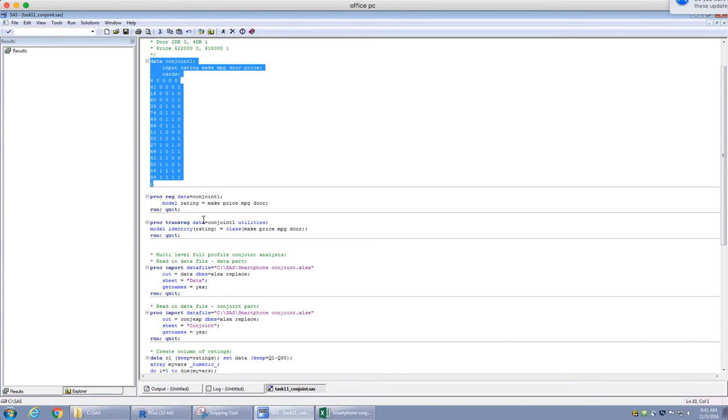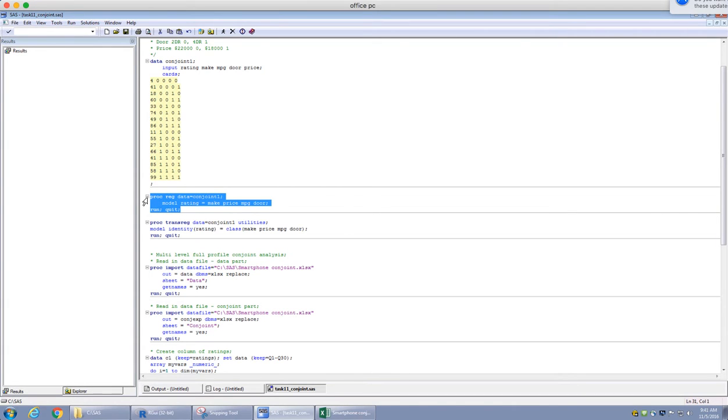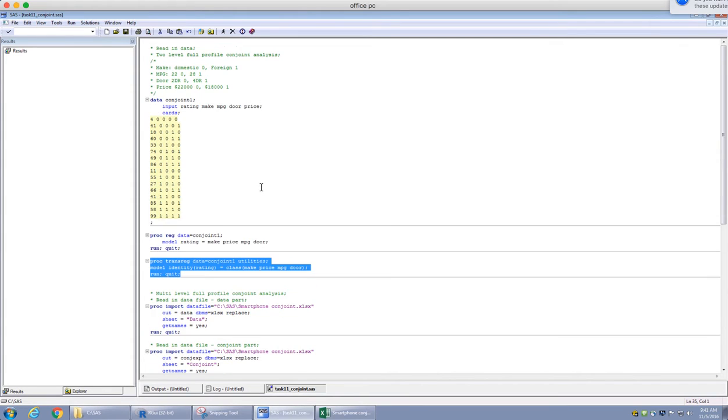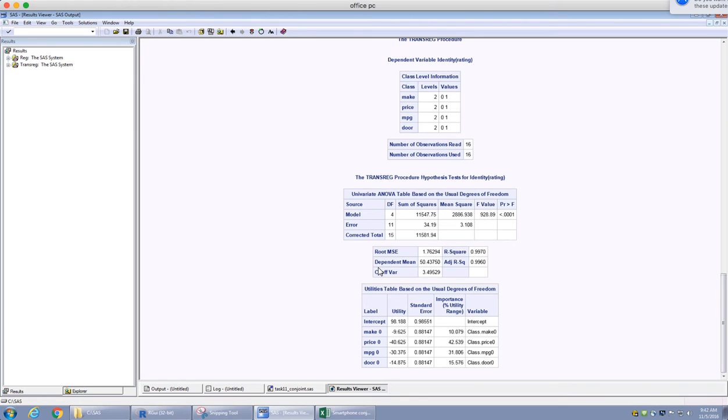Now there are two ways to do conjoint analysis. You can use the regular regression, that is PROC REG, or you can use the TRANSREG method. For a two-level conjoint regression, you actually get the same results, so I'm going to run both and see what happens. Okay, SAS is running. Now I get the outputs.